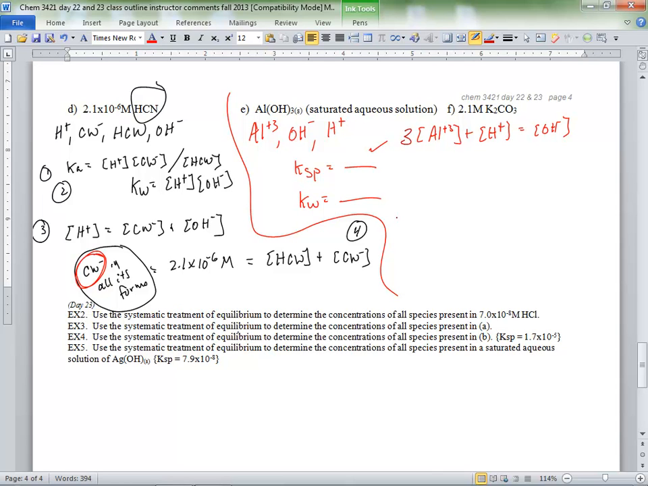Because I can see what you're saying. The concentration of hydroxide is 3 times that of aluminum. The problem is that hydroxide has several sources. It's also coming from water. And we have the KW expression, so we should be okay with that. But I don't know.